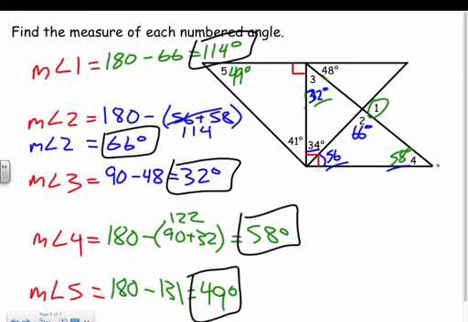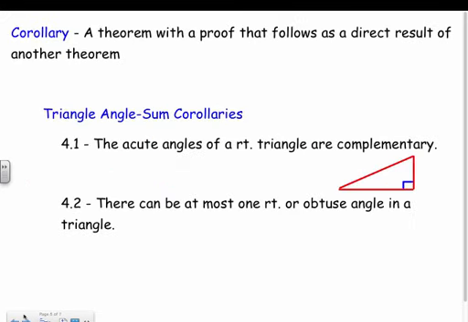Well, it took some work though, right? You just have to go step by step. Find an angle that you can find. Use that to find another angle. Sometimes you have to use bigger triangles or smaller triangles. It takes a little bit of work. Just be patient and just keep looking.